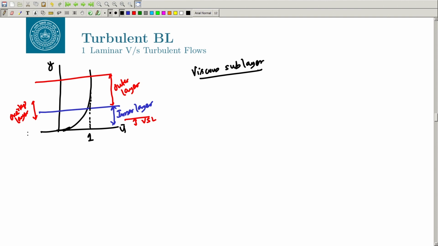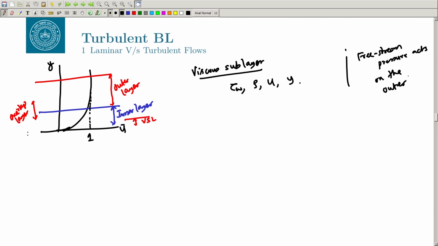We said that Prandtl and Von Karman said that in this sublayer the most important factors are basically your wall shear stress, your density, and your velocity, and the distance from the wall. Let me call it y. The free stream pressure does not play a role here. The free stream pressure acts on the outer layer, not in the inner layer, and this is the layer which is very close to the wall, the viscous sublayer.